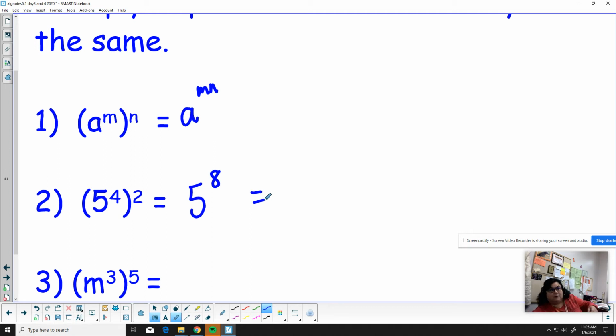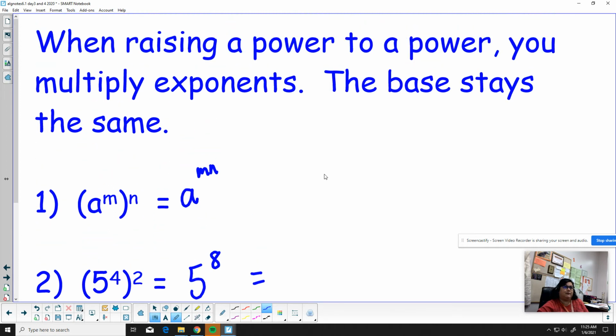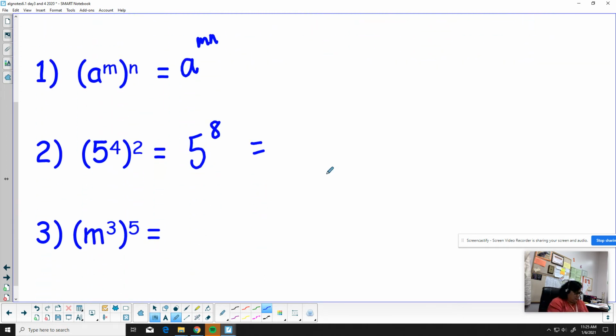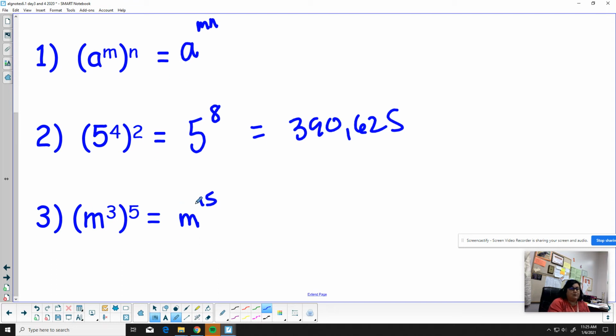Let's look. Does it say simplify or evaluate? Because if it said simplify, it didn't really have a direction. Let's just put it in. So 5 to the 8th power is 390,625. So this would be m to the 15 because I'm just multiplying 3 times 5. That's all I'm doing.